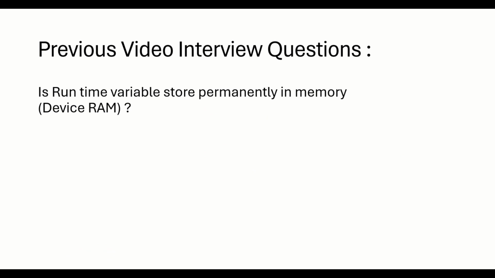We asked one question in a previous video. Is a runtime variable stored permanently in memory or not? So basically the answer is no. Why? Because whenever you store a variable, when you are running the bot, it will be stored in RAM, random access memory. RAM is a volatile memory. Once your bot is completed, all your variables will be initialized as zero and will not consume any memory from the RAM. So the answer is no, it will not be stored permanently in your memory. I hope you got the answer.